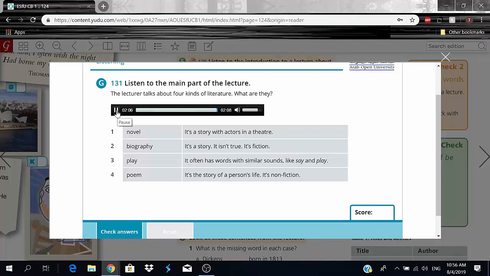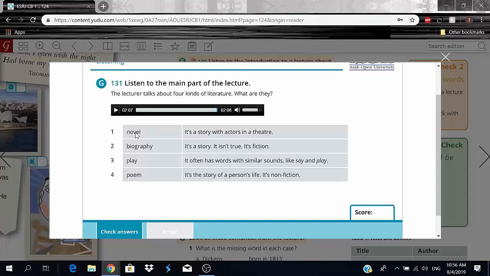Alright, so I hope you were able to understand the different types of literature. So we have novel, biography, play, and poem. Here we have the definition for each word, and we're going to go one by one. You remember when he talked about a novel, he said that it's a story, but it's not true. So what do we call stories that are not true? Fiction, right?